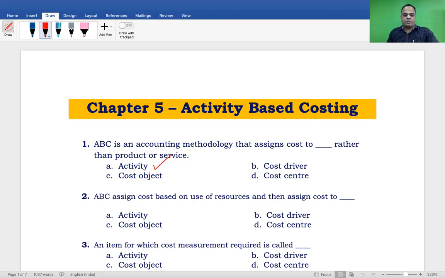ABC assigns cost based on use of resources and then assigns cost to dash. All of you, cost object. Option C.